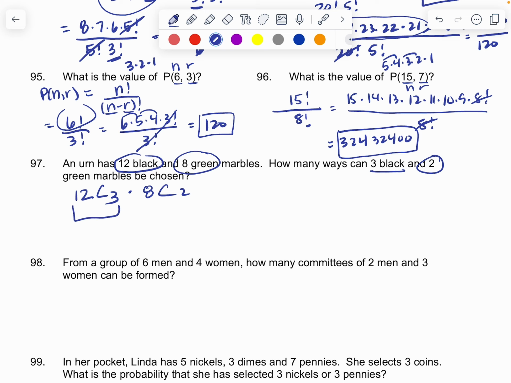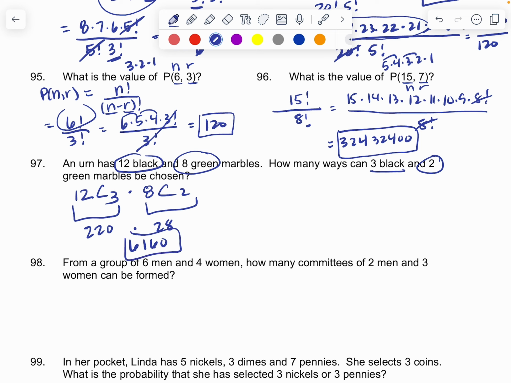So 12 choose 3. On my calculator, I'm going to hit 12 and then math, scroll all the way over to PRB for probability and then down to nCr. So it's 12 choose 3, and for that I got 220. Then if you do 8 choose 2, so 8, and then again math, PRB, and then nCr, that's going to be 8 choose 2, I got 28. So 28 times 220, for that I got 6,160, okay?